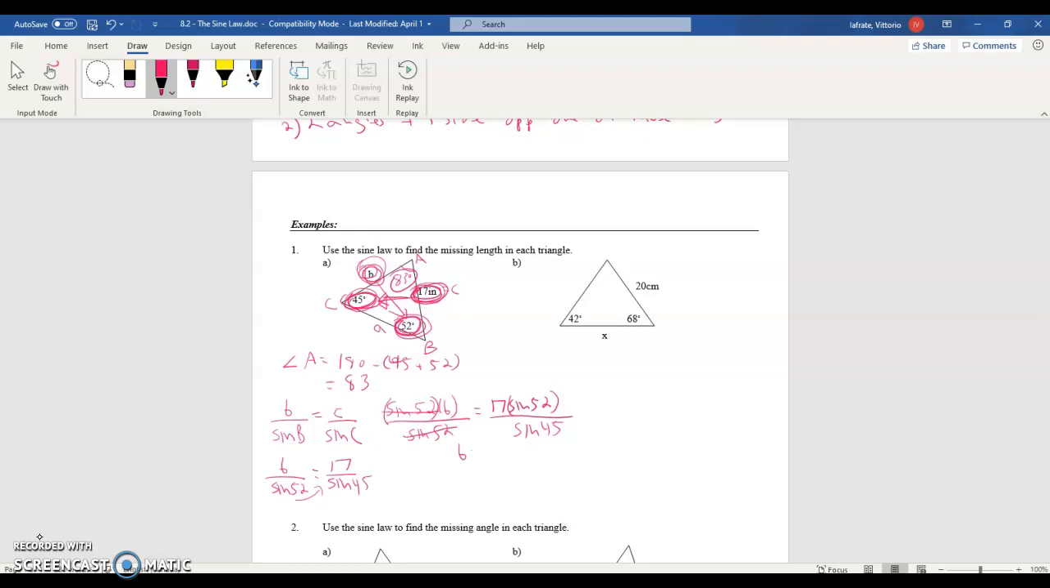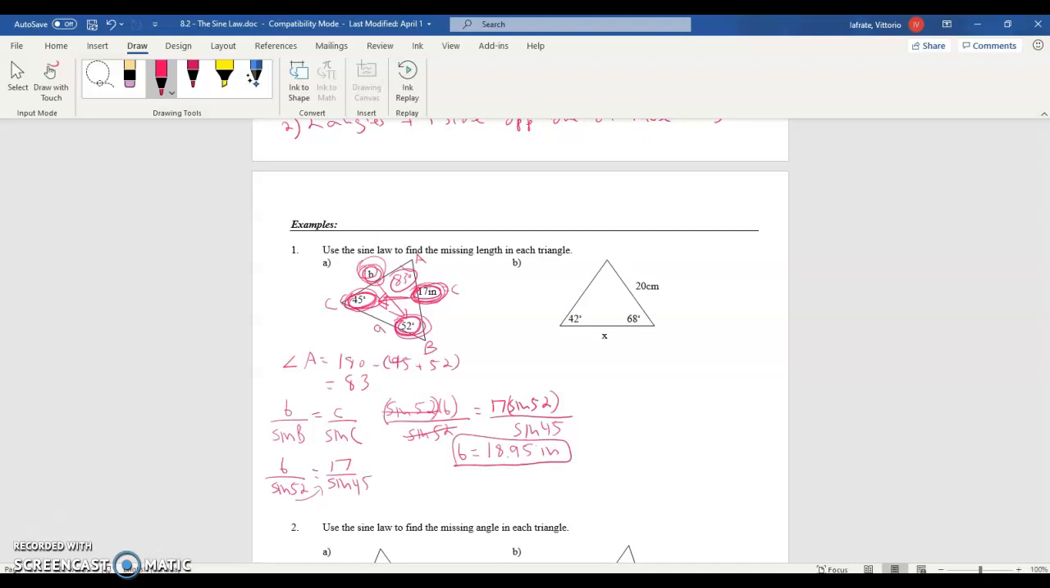So you would get b is equal to, what I would do is do your sine 52 first, press equals, then do divided by sine 45, press equals, and then do times 17. And your final answer would be, if we're rounding to 2 decimal places, 18.95 inches. And so you'd write a therefore statement as well after.